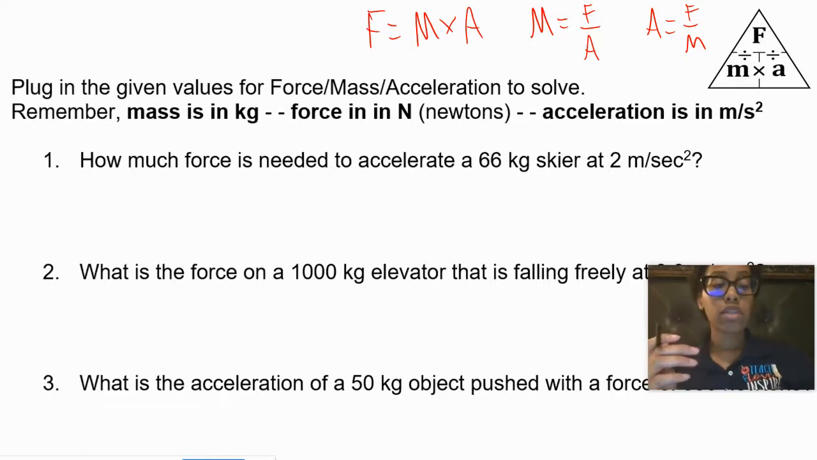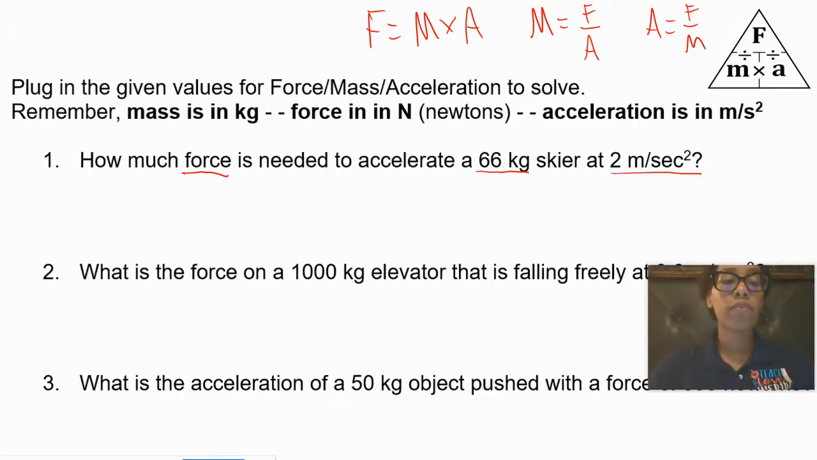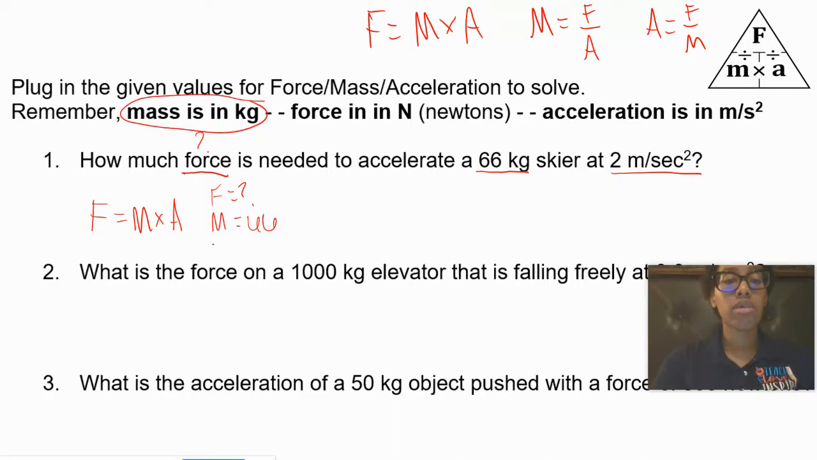For number 1, it says how much force is needed to accelerate a 66 kilogram skier at 2 meters per second squared. Well, I'm looking for force, so my formula is F equals M times A. You must write the formula first. I'm looking for force, so that's a question mark. I know that my mass is 66. Remember, mass is in kilograms. And I know that my acceleration is 2.